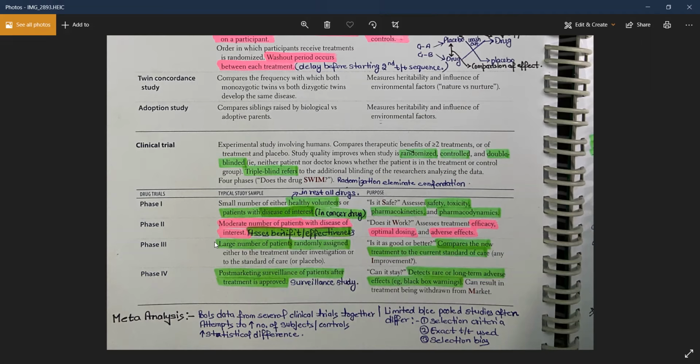Okay. Then we discussed phase 3, in which 2 groups are selected. One who receives the treatment and second who do not receive the treatment. Okay. And in this phase 3, we determine whether the drug we have developed is superior to the previous treatments or not, right? And then finally phase 4, which is post-market surveillance.